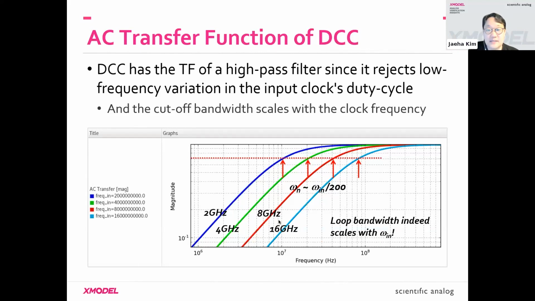This DCC has the transfer function of a high-pass filter because if there's any low-frequency change in the input duty cycle, our DCC is supposed to reject it. But if the duty cycle changes too fast, then it cannot correct it, and all the change will show up at the output. So that's high pass. The cutoff frequency is determined by the loop bandwidth of the DCC. And as you can see, as the input clock frequency increases, the bandwidth also scales proportionally. So this is working as we intended.